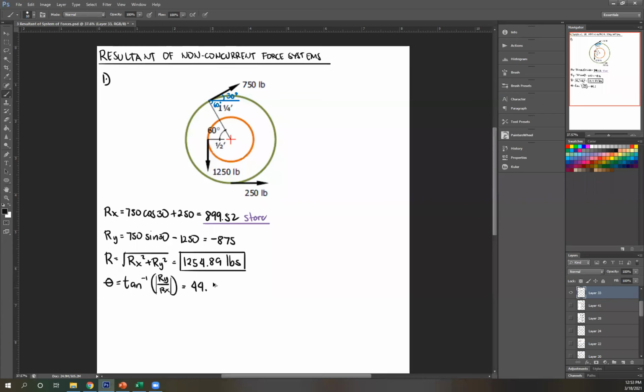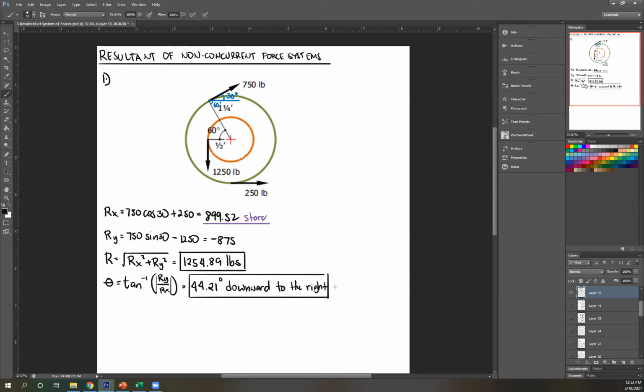So yeah, it's 44.21 degrees. And then to complete the answer, write the direction. The direction comes from the sign of your answers. Rx is positive, therefore to the right. Ry is negative, therefore downward. So downward to the right. Okay, so that's your inclination.